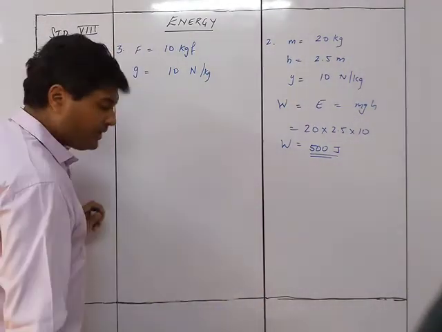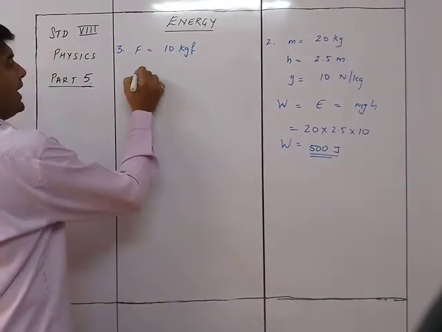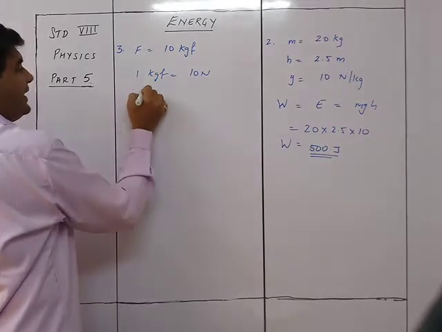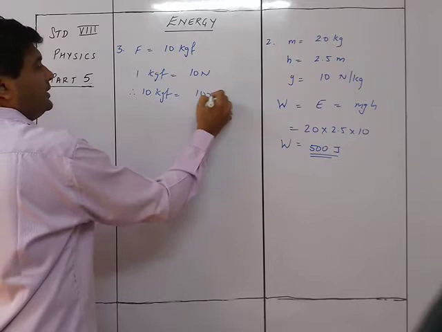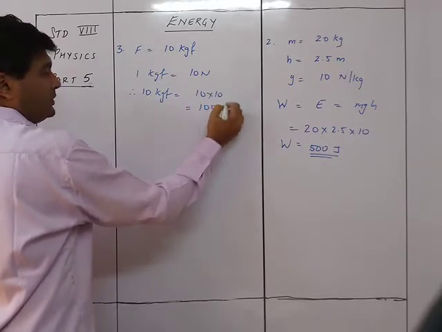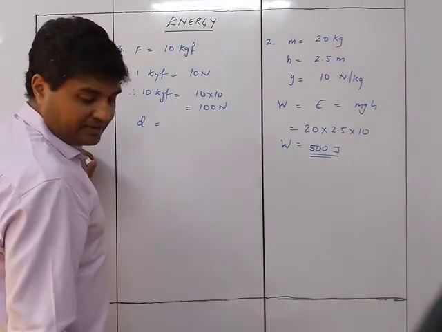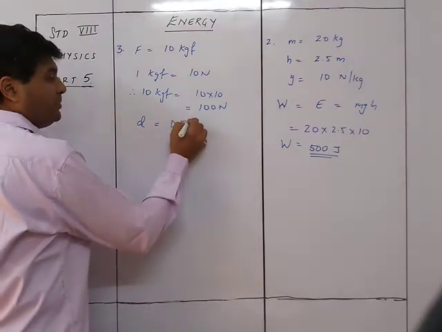Or we can directly do it this way also. 1 kgf is equal to 10 Newton. Therefore, 10 kgf is equal to 10 into 10, which is equal to 100 Newton. The distance through which this is traveling is given as 0.5 meters. So, it is 0.5 meters.